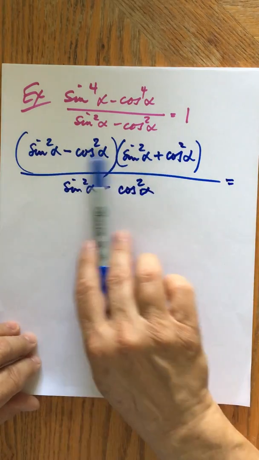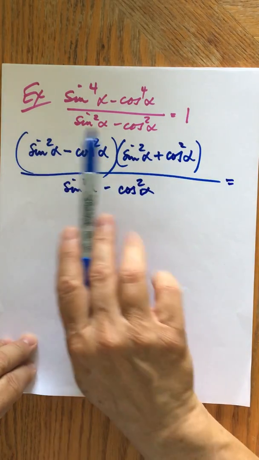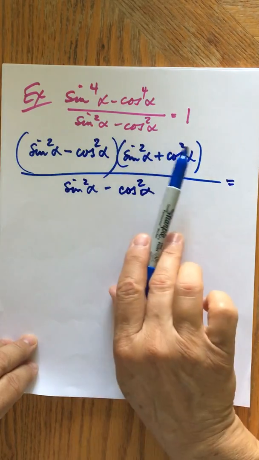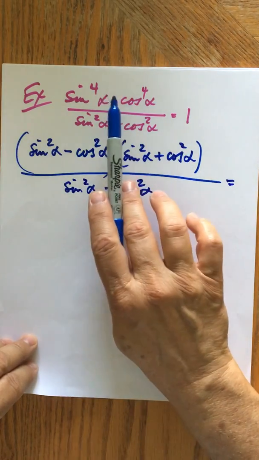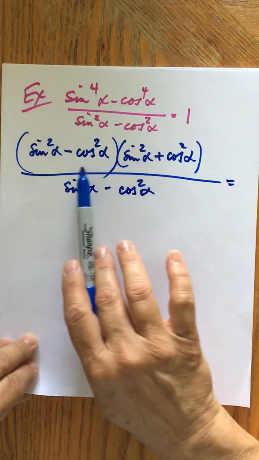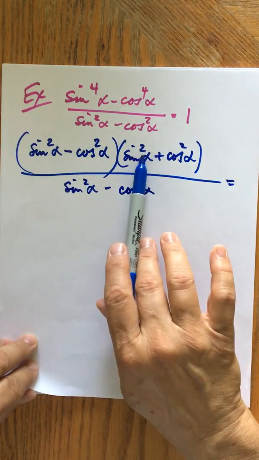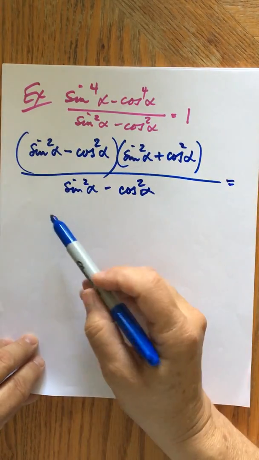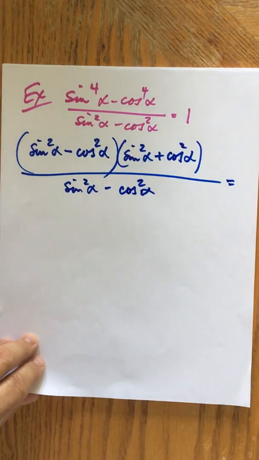All I did is work on the numerator, and now we can see sine squared times sine squared will give me the sine to the fourth. The minus cosine squared times the plus cosine squared will give me the negative cosine to the fourth. And then the middle ones are going to cancel out because it's going to be negative cosine squared sine squared, and then positive cosine squared sine squared. So we know we factored this correctly.